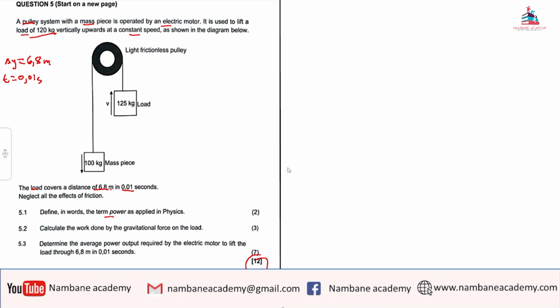Define power. 5.1, define power. Power is defined as the rate at which work is done, and that is now your 2 marks. The rate at which work is done. Easy, 2 marks. Remember, it is a definition, so 2 or 0.